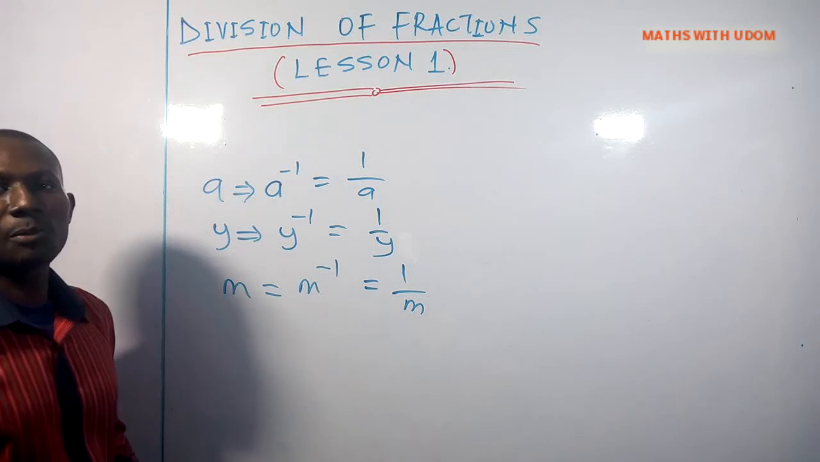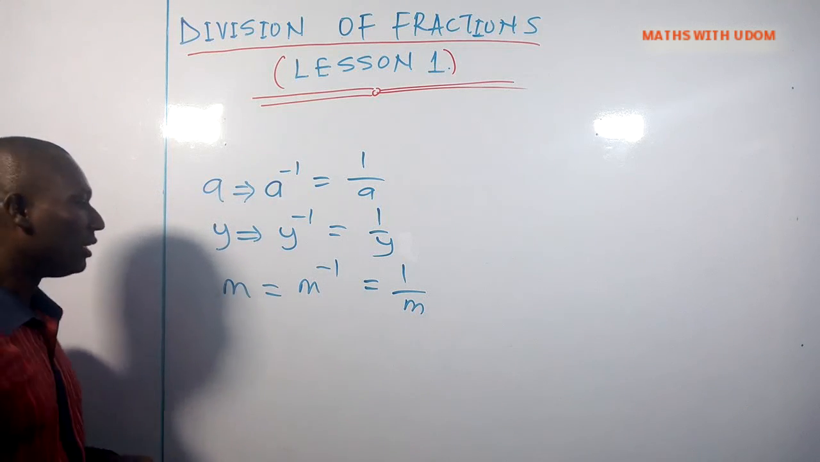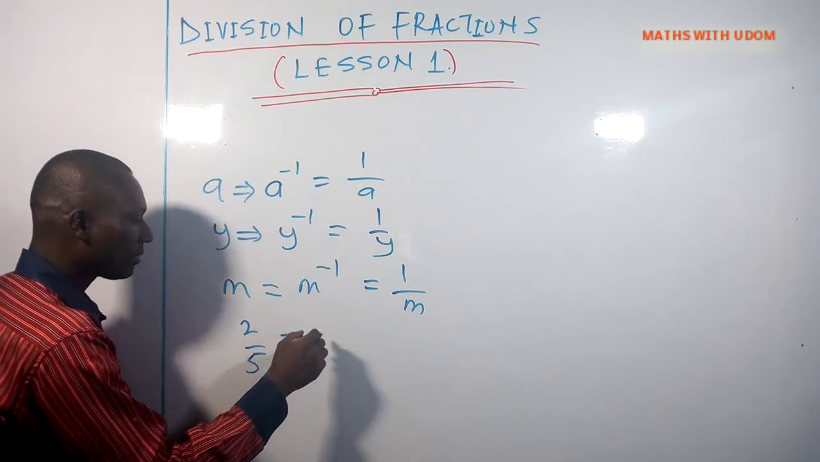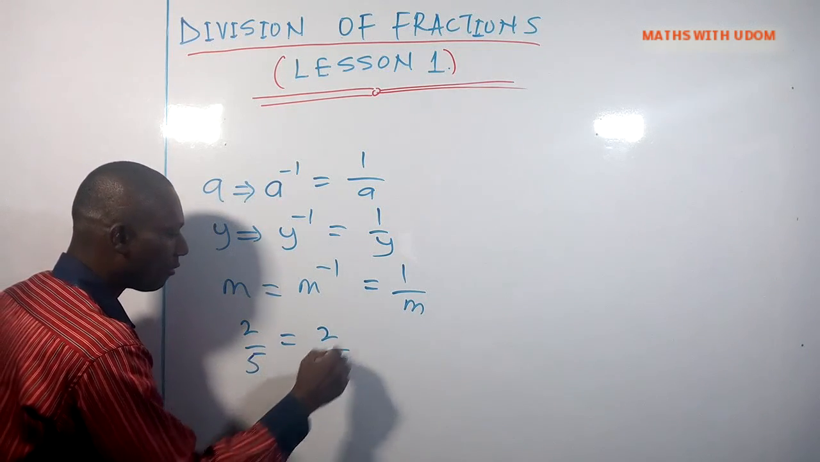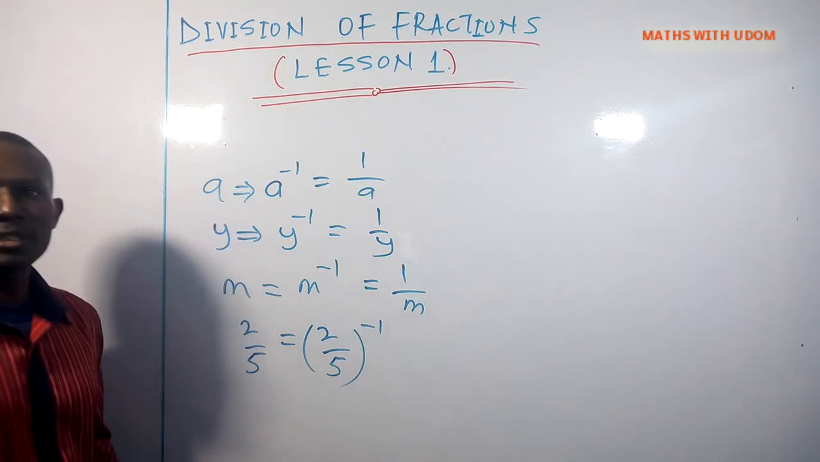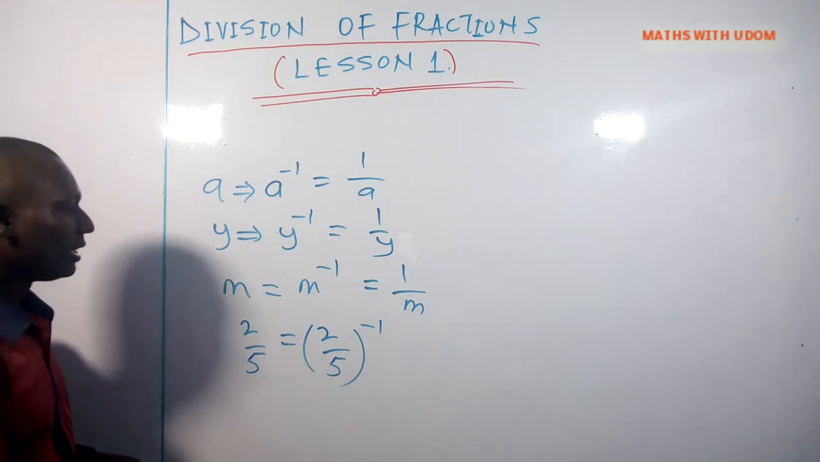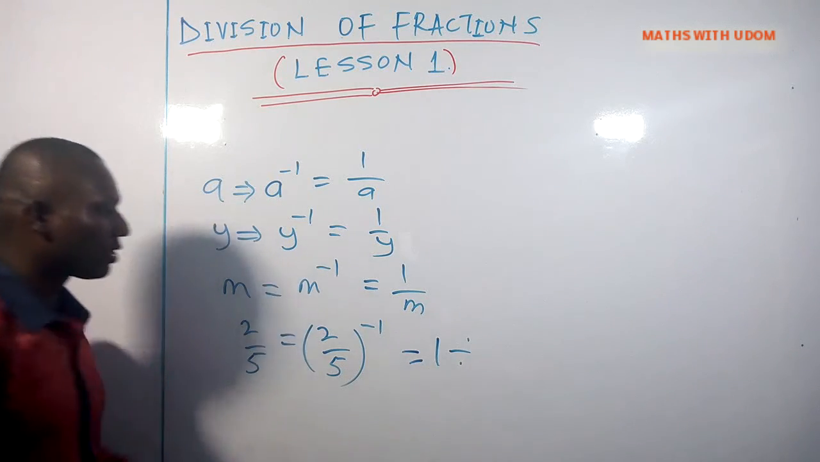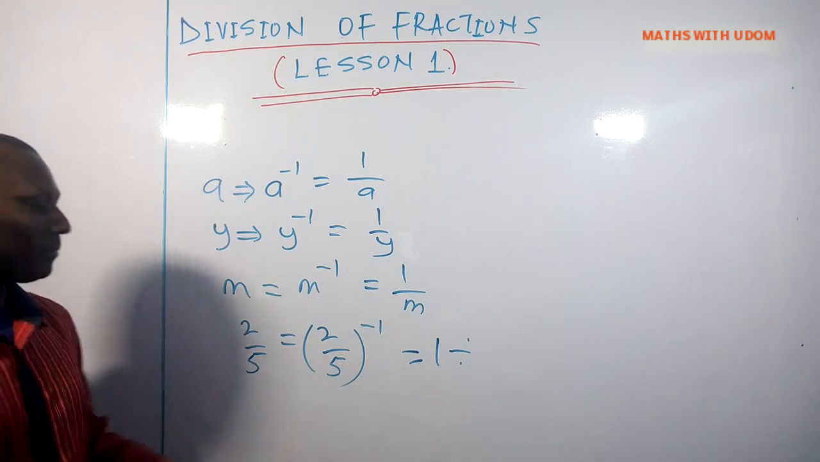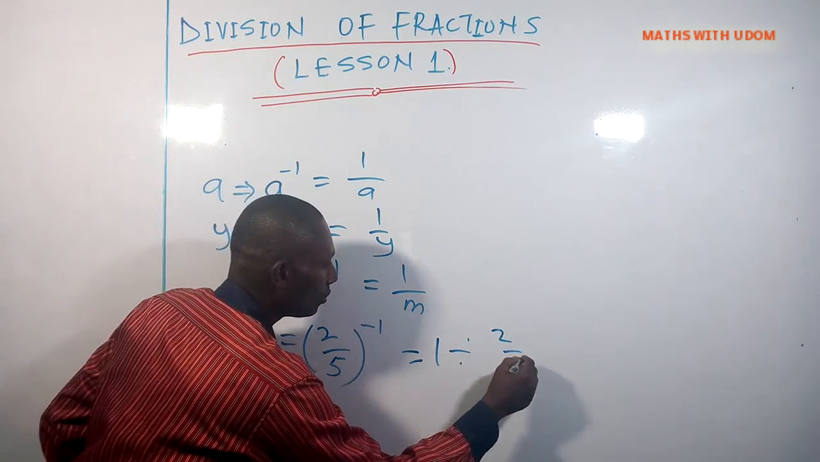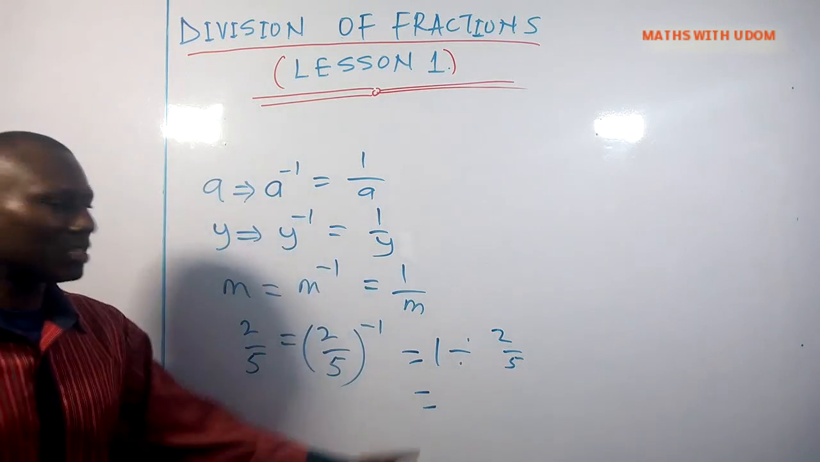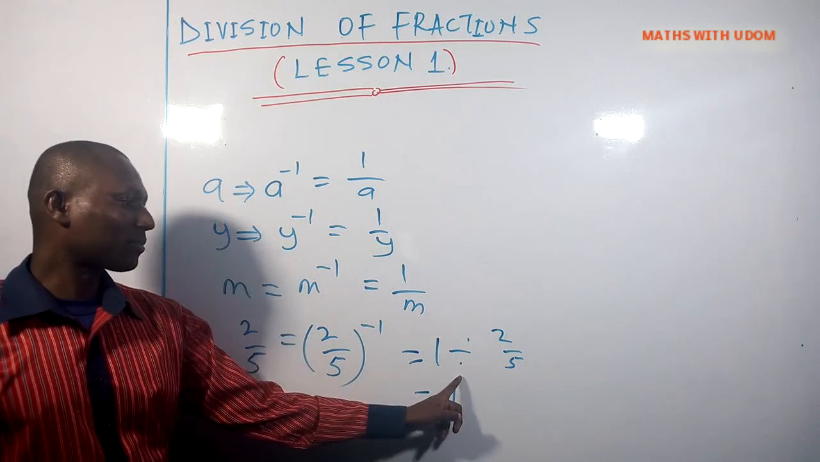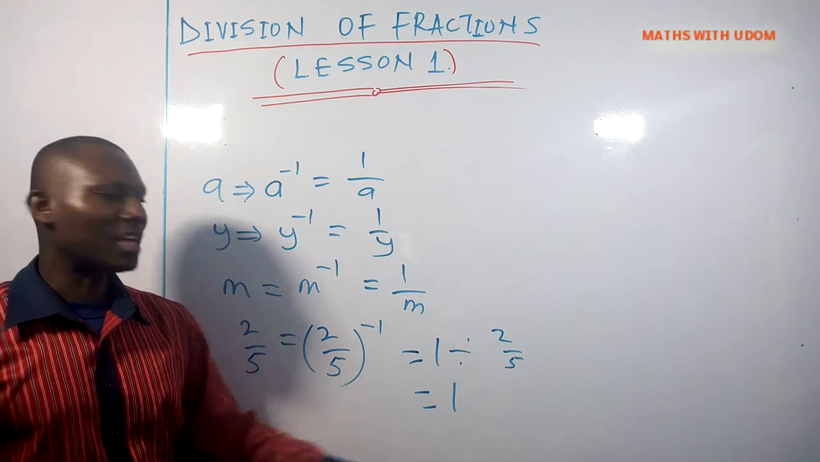Likewise, what is the reciprocal of 2 over 5? The reciprocal of 2 over 5 is the same thing as 2 over 5 inverse. And how do we break this down? This simply means 1 divided by what? 2 over 5. Okay? So 1 divided by 2 over 5. And if you simplify this, that will give us 1. Once the division sign turns to multiplication, what happens?